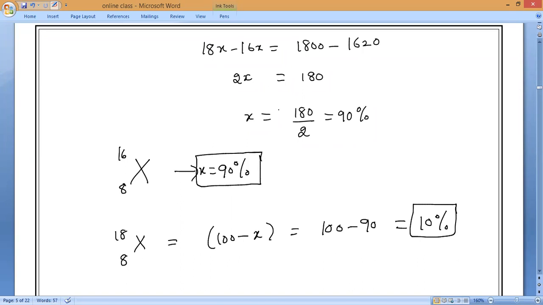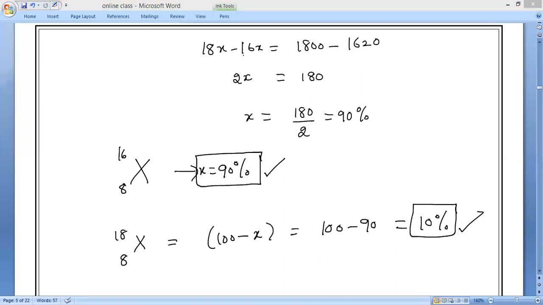10%. Are you clear, Shruti? Calculations are very important. Please be careful. So solve it, everybody. 90% and 10%. Are you clear? Yes, sir. Do it now. Completed. Solving all. Yes, sir. Completed, sir.